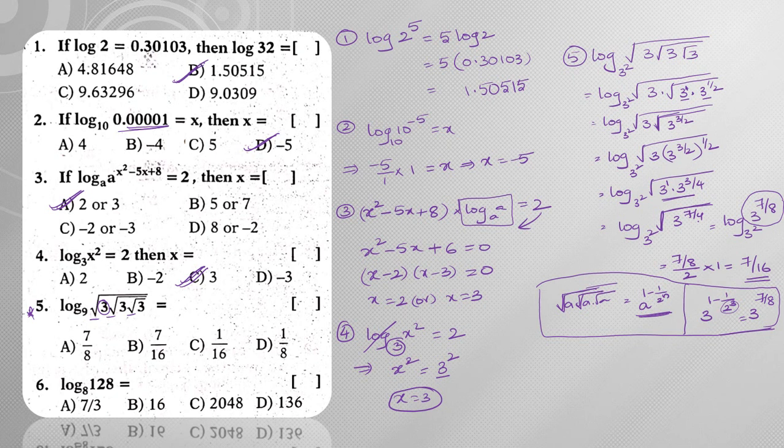Okay, so based on that, what we got is 7 by 16, because in the base we are having 3 power 2, so because of the 2 the denominator has changed to 16.